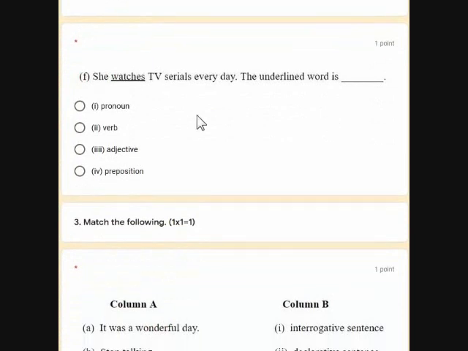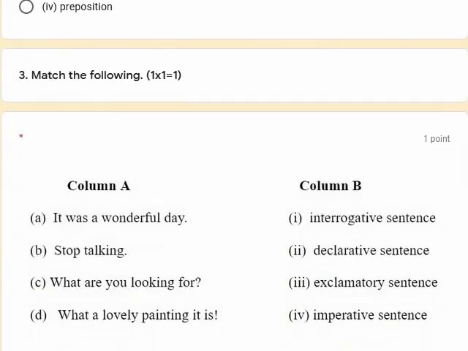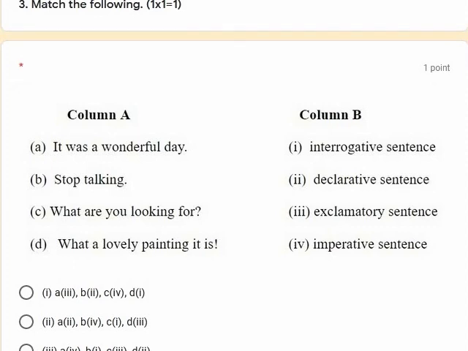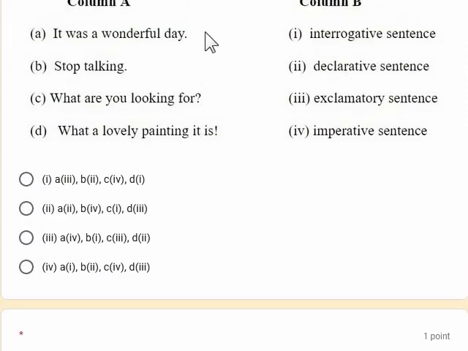Now, let's see F. She watches TV series every day. Here, the underlined word is a verb, so the correct option is number 2. Now moving on to the next one. Match the following. It was a wonderful day. Stop talking. What are you looking for? What a lovely painting it is.